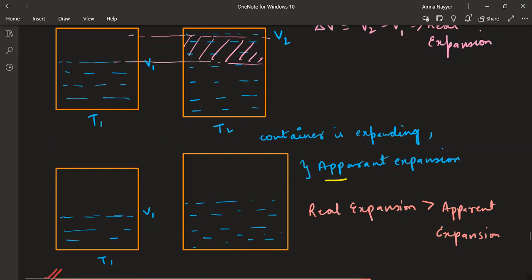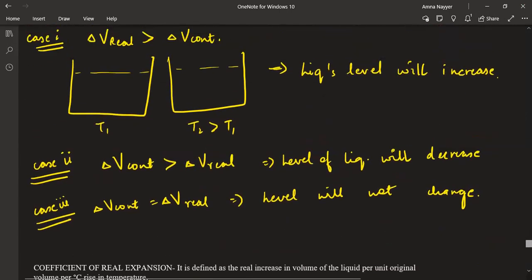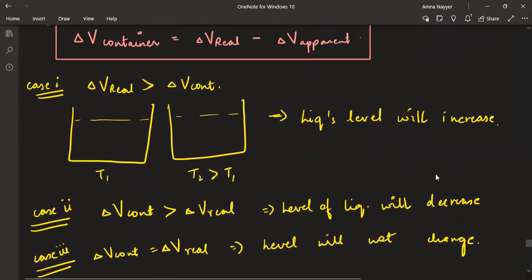And you have a relation between them. See, when the real expansion of the liquid is greater than the expansion of the container, the liquid's level will increase, right? Liquid's level will keep on increasing. The example was the milk example. If the container's expansion is more, the level of liquid will decrease. Example, that glass and the bucket one.